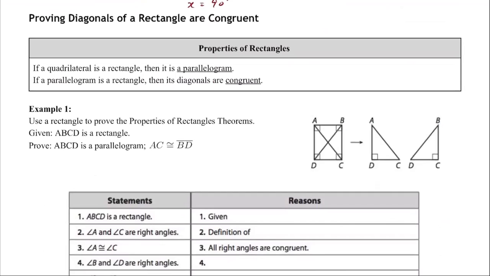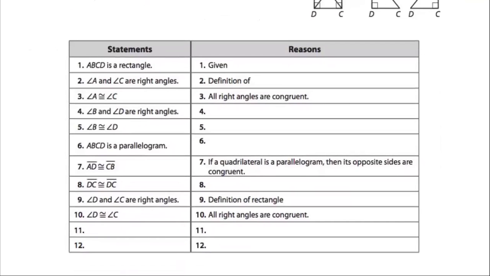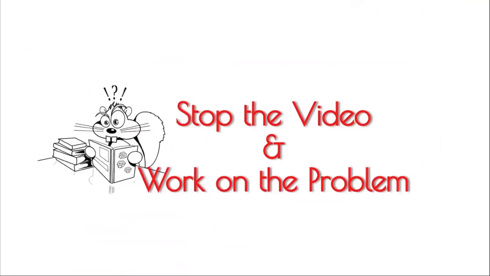Proving the diagonals of the rectangle are congruent. That's what we're doing today. Given a quadrilateral is a rectangle, then it is a parallelogram. So it's saying that a rectangle is a parallelogram. And if the parallelogram is a rectangle, then the diagonals are congruent. So once again, we have a guided proof, and let's see if you can fill this out for me, guys. Why don't you go ahead and stop the video and work on the problem.